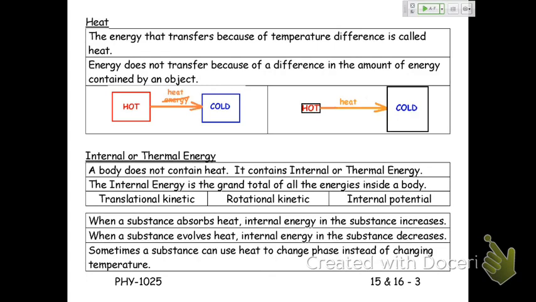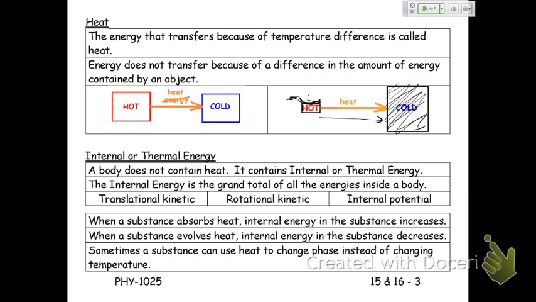So heat is the energy that transfers because of a temperature difference. Energy does not transfer because of a difference in the amount of energy. So here's what I just told you about: the teaspoonful of boiling water and the iceberg full of cold ice. And sure enough, the heat goes towards the cold ice because it goes from hot temperature to cold temperature, not from where there's a lot of energy to where there's a little bit of energy. So that's a kind of weird thing.